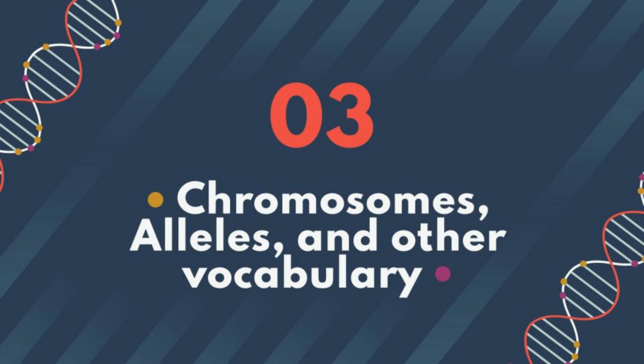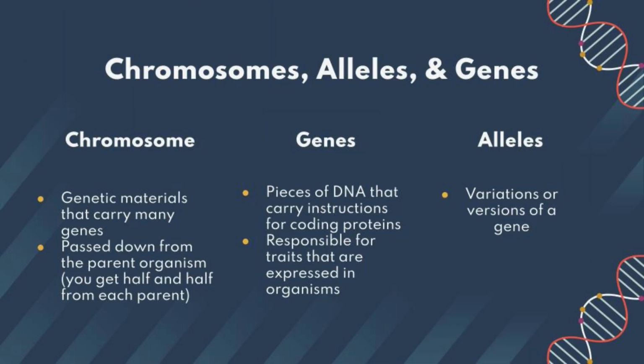All right, so chromosomes, alleles, and other key vocabulary. Chromosomes are genetic material that carry many genes. They're passed down from parent to offspring, and then you get half and half from each parent. Genes are pieces of DNA that carry instruction for coding, and they're responsible for traits that are expressed.